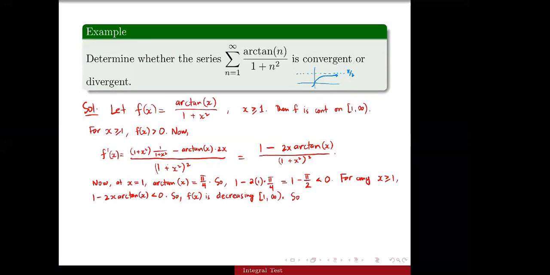So integral test applies. Finally, you have your evaluation. F of n is just arctan of n over 1 plus n squared, for any n inside the set of natural numbers. So integral test applies, and therefore we can do the improper integrals.